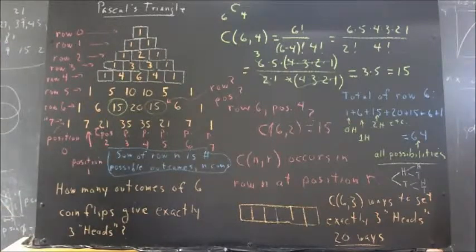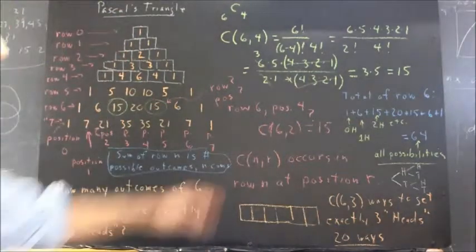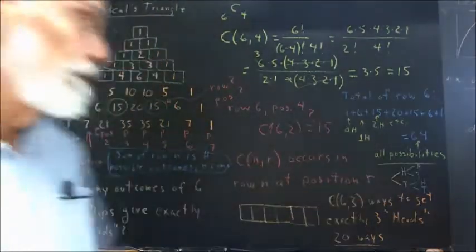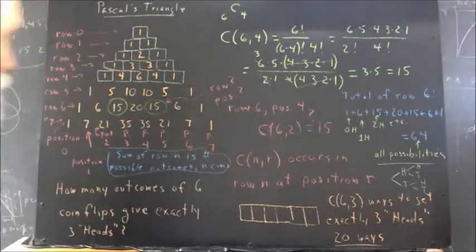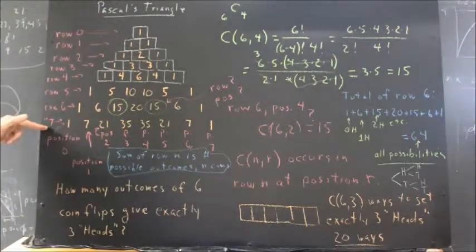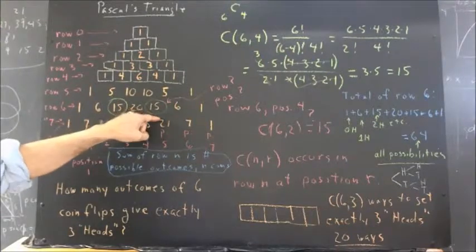In general, C of N, R occurs in row N at position R. So if we wanted C of 7, 5, we'd come down to the N equals 7 row and count over 0, 1, 2, 3, 4, 5, it's 21.